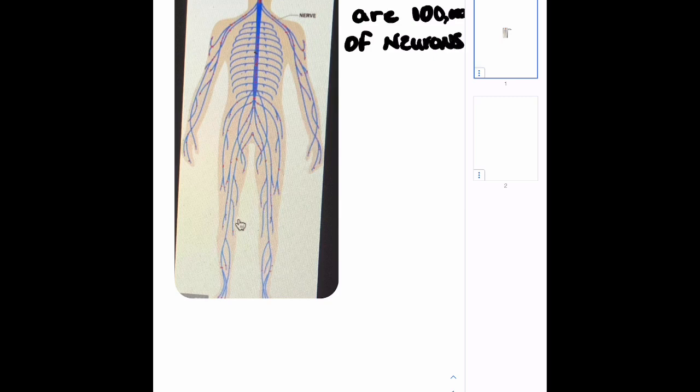So remember, the neurons are an individual nerve cell. They are one nerve cell. And then nerves are what you see right here.